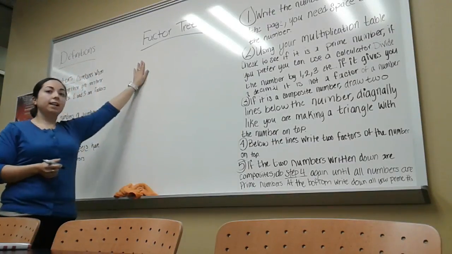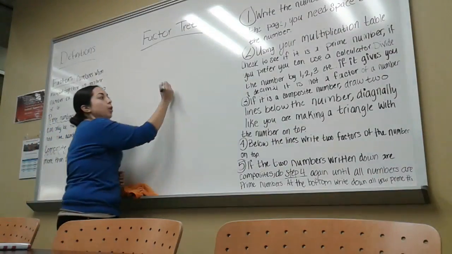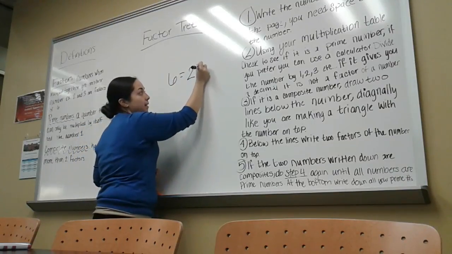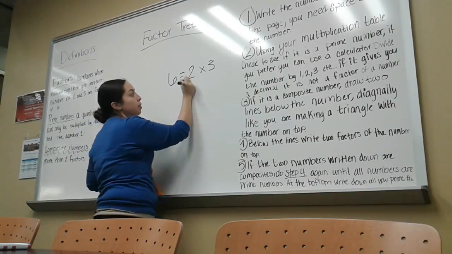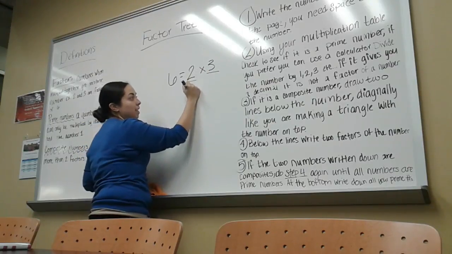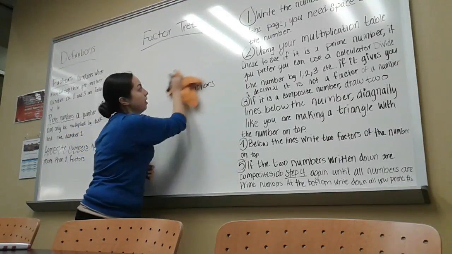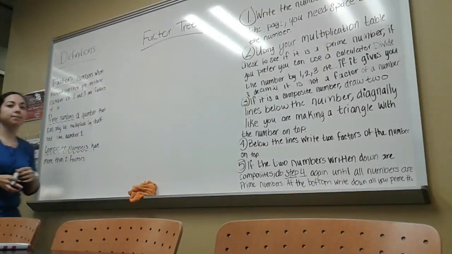Okay? So for a factor tree, we're going to need 3 definitions that we're going to have to write down in our math journal. The first one is going to be factors. Factors are numbers that, when multiplied together, get another number. For example, we have the number 6, right? So 2 times 3 equals 6. We've learned that already going over our multiplication tables. So 2 and 3 are factors of the number 6. Okay? Everyone has that down in their math journal? Great. We're going to move on to our next definition.